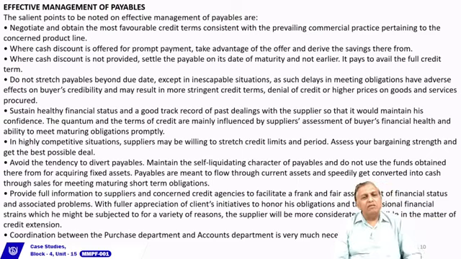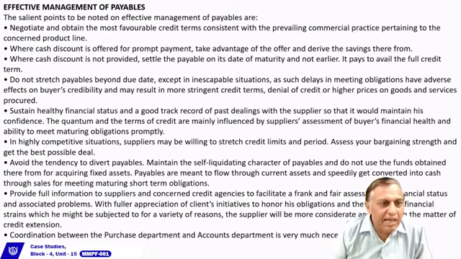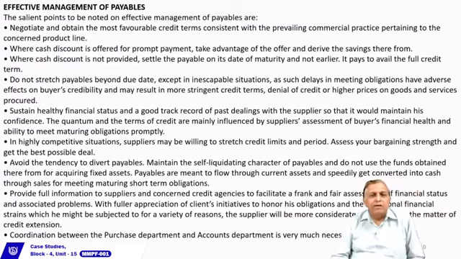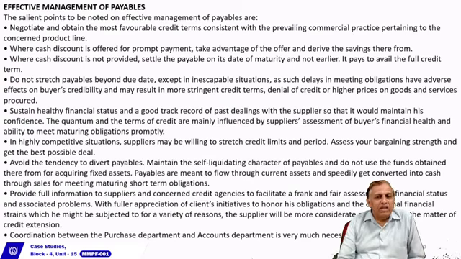So do not stretch it, make the payment on the due date so that you don't get all these setbacks. Sustain a healthy financial status and a good track record of past dealings with the supplier so that he would maintain his confidence. The quantum and terms of credit are mainly influenced by the supplier's assessment of the buyer's health and ability to meet the maturing obligation promptly. You keep a healthy financial status, and your dealing should be so pure that at least you get the confidence of the supplier.